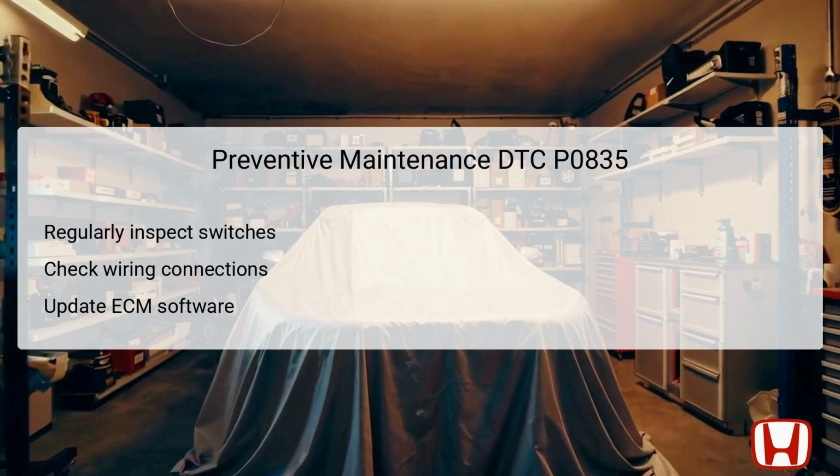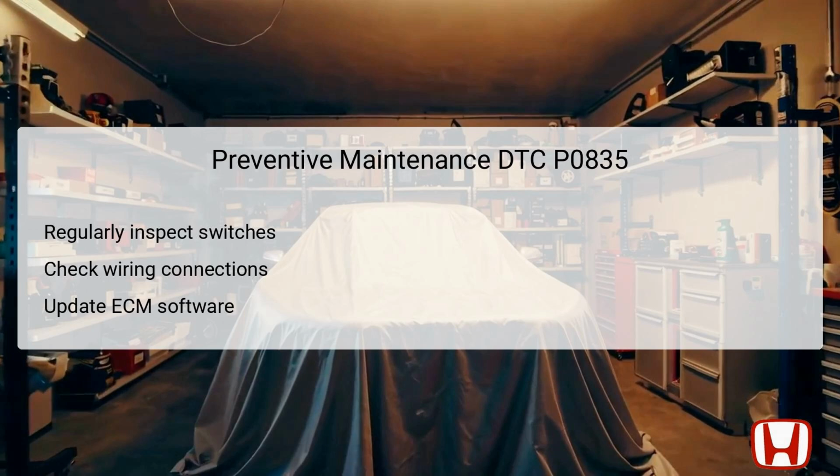vehicle owner. To prevent the reoccurrence of DTC P0835 in the future, adhering to a preventive maintenance schedule is essential. Regular inspection of the clutch pedal position switch B can help identify wear and tear before they result in more significant issues. Ensuring that all wiring connections remain intact and free of corrosion will help maintain electrical integrity and prevent random fault codes. Technicians should also be vigilant about upgrading ECM software, especially if updates are released by Honda, as these improvements can fix bugs and enhance overall system performance.